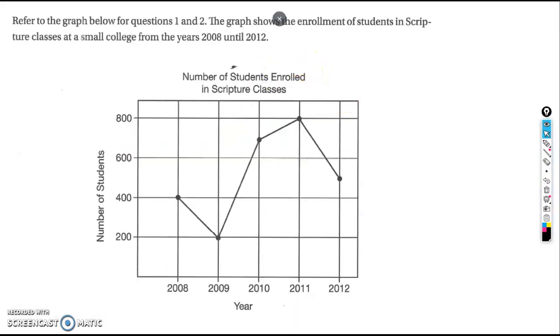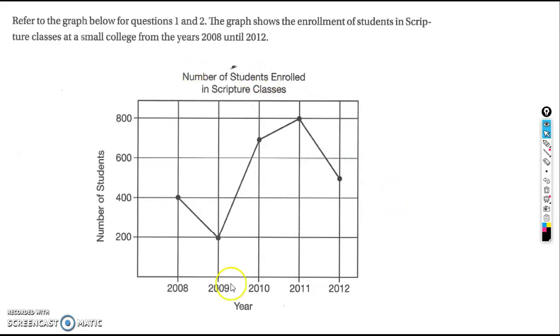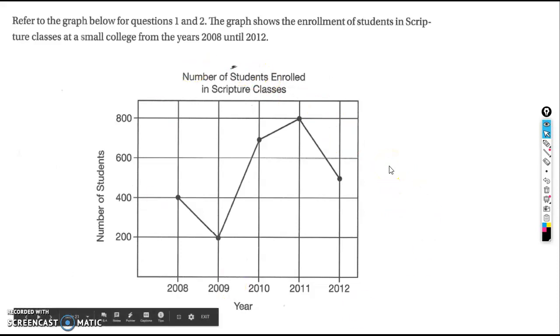So here's an example. They're going to tell you about a graph of the number of students enrolled in scripture classes based on each year and how many students there are. Now, the next 2 questions are going to come from this information, which means you're going to have to refer back to it.